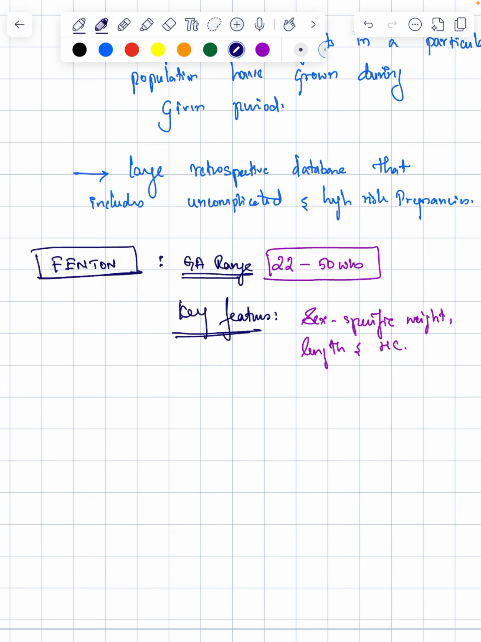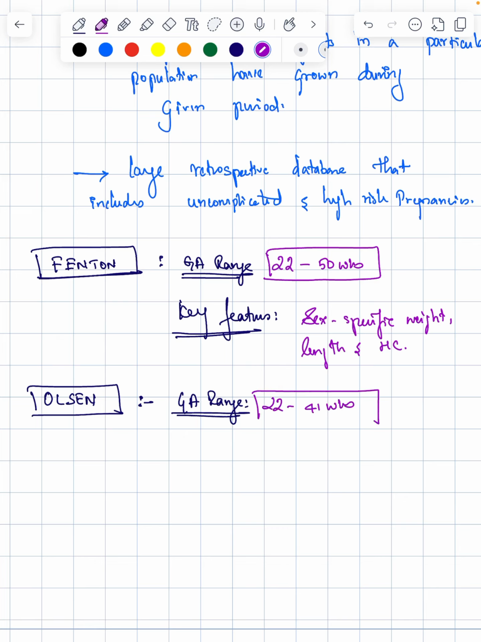Another one is your Olsen et al. chart. This chart has a gestational age ranging between 22 weeks to 41 weeks. Okay, the key feature of this chart is it provides weight, length and head circumference and BMI. It is most widely used in US NICUs. Okay, this is your Olsen et al. chart and the other one is your Fenton chart. These both are your reference charts.